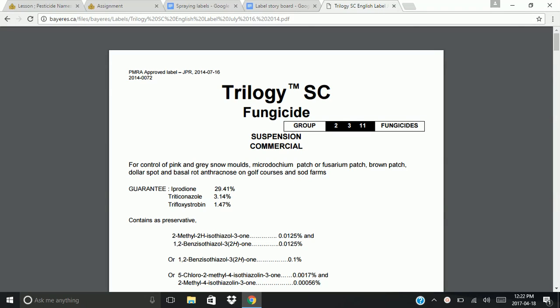Label for a pesticide. So first, make sure you know what you are spraying and that you have the right pesticide for the job. Once you've figured that out, we can go over what you'll need to look at.